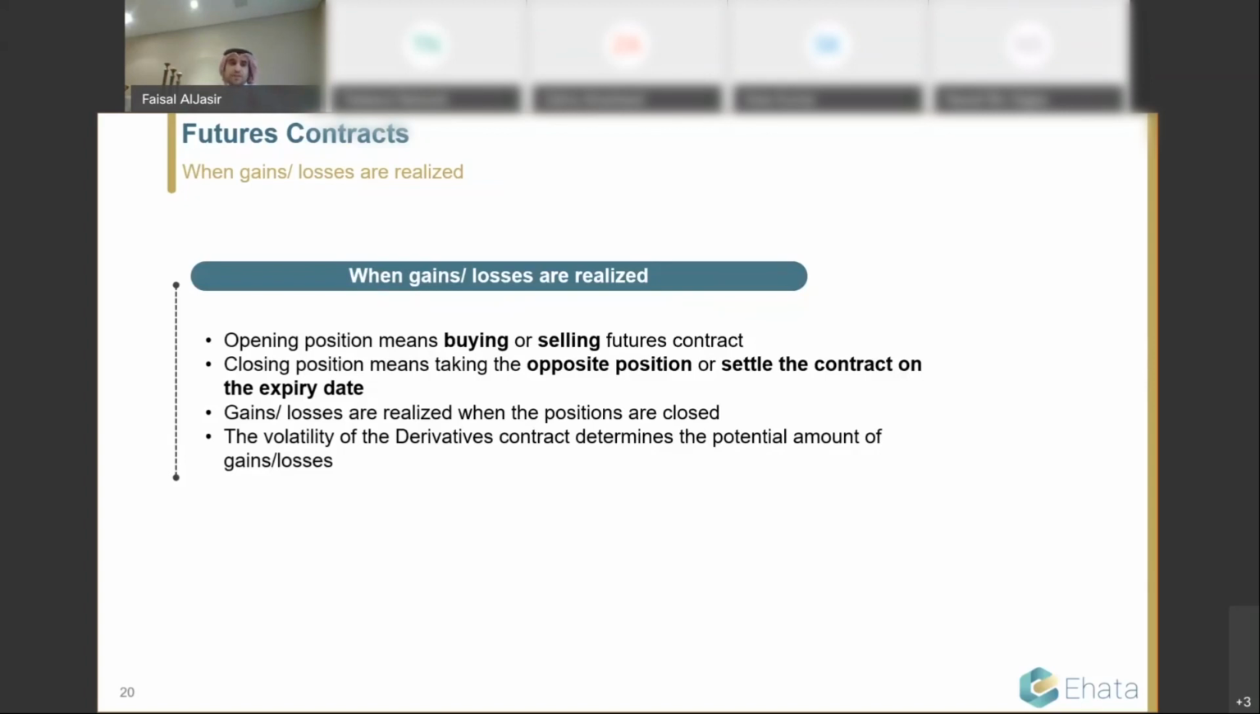Again, the volatility concept comes back. The volatility of the derivative determines the potential amount of gains or loss, and the volatility of the derivative is a function of what the underlying is.